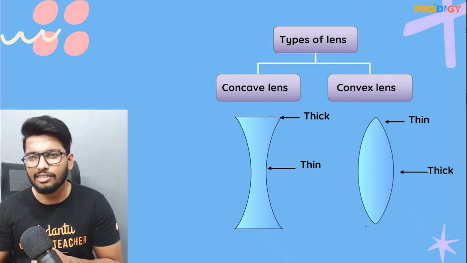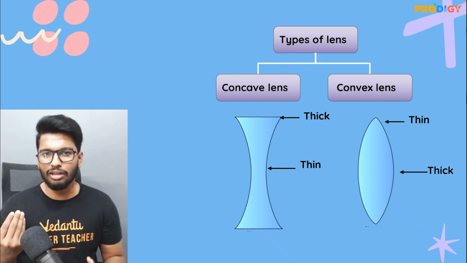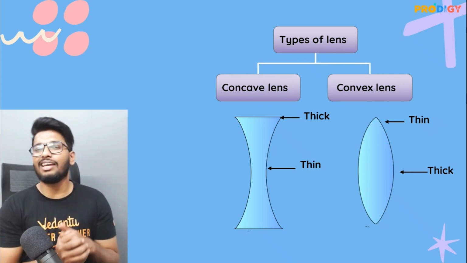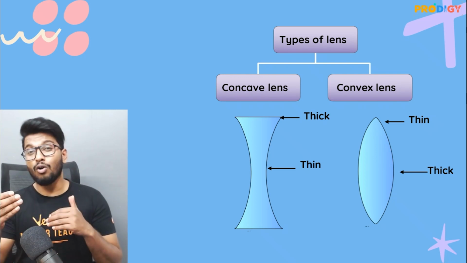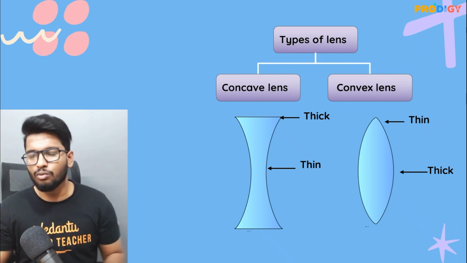Now, if you look at the structure, you can figure out what is the difference between them. A concave lens is one which is thin in the middle but thick at the edges. Now, this is also called a diverging lens. I'll tell you why it's called a diverging lens as we move ahead.